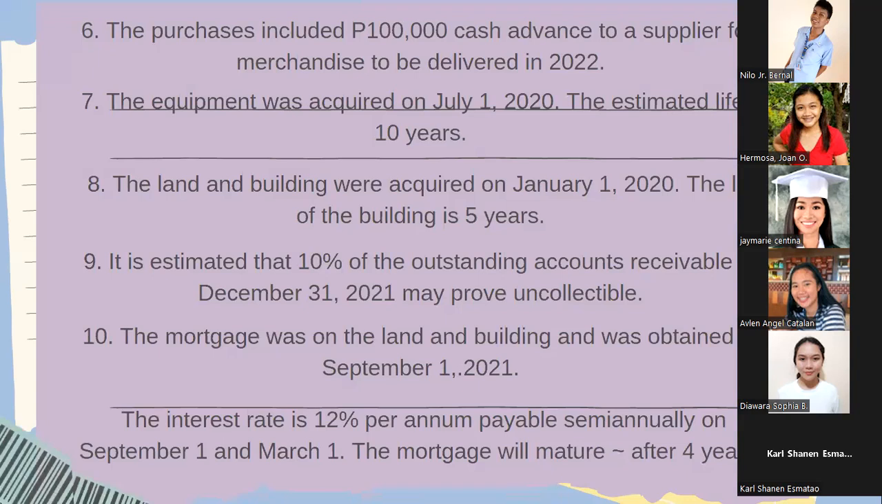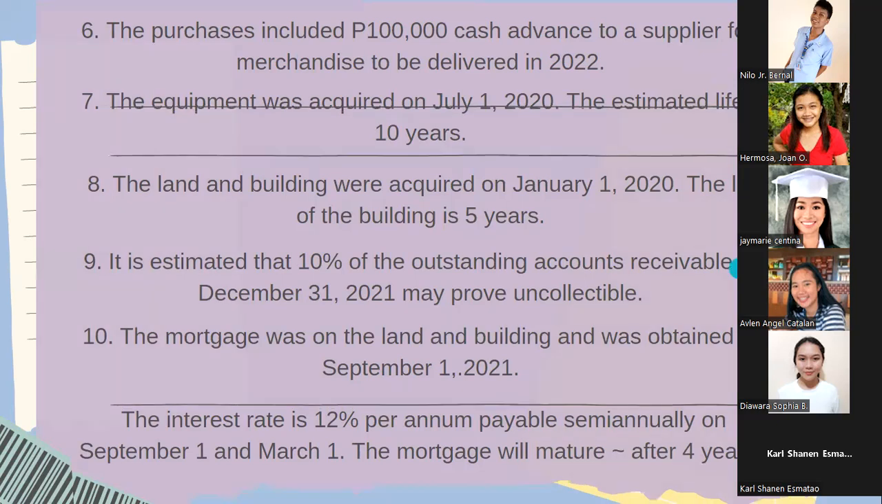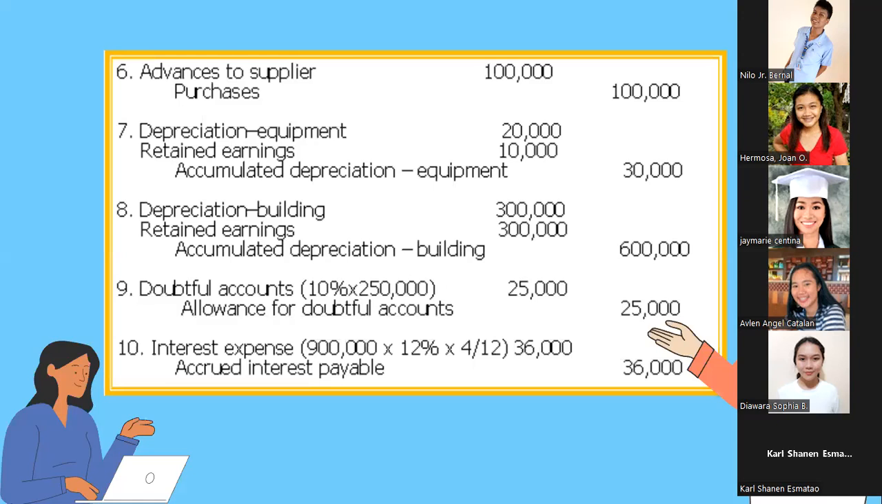Number 7, the equipment was acquired on July 1, 2020. The estimated life is 10 years. Next. Given in the problem, the value of the equipment is 200,000. So our adjusting entry is debit depreciation of equipment 20,000, debit retained earnings of 10,000, and credit 30,000 accumulated depreciation of equipment.